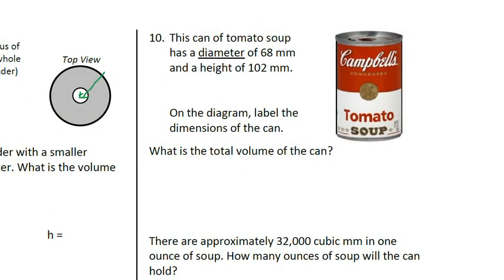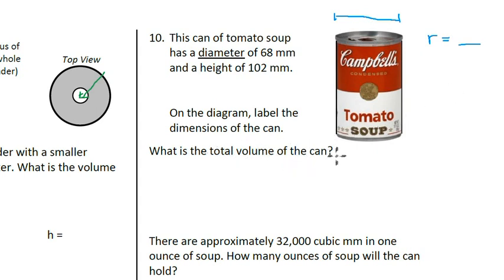Can of tomato soup has a diameter of 68 millimeters and a height of 102 millimeters. Class, I'll recommend to you, when you get a word problem and then they give you the diagram, label the diagram. Label the height, 102 millimeters. Label the diameter, which is this whole thing right here. There's your diameter, and remember, I need you to convert diameter to radius, because we're going to need radius to figure out the area of that circle. This is just a cylinder. What's the total volume of the can?